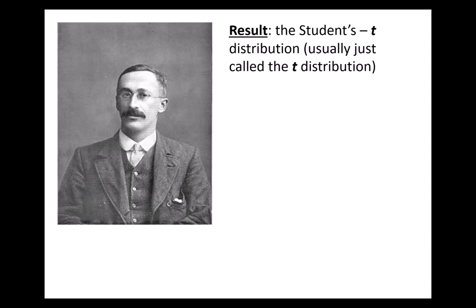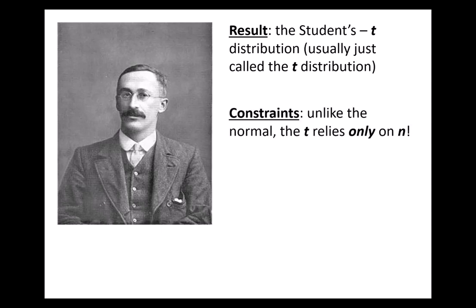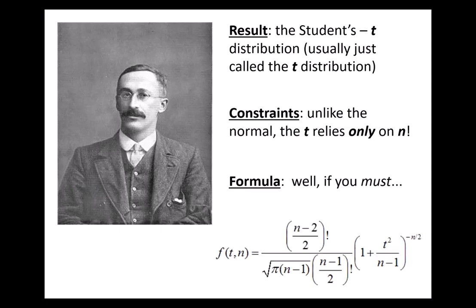But here's the badass part. The only constraint of the t distribution is the sample size. That means the curve itself depends on the sample size. Now, this is the part that boggles my mind, blows my absolute mind. Okay, the formula for this thing and how he got it.